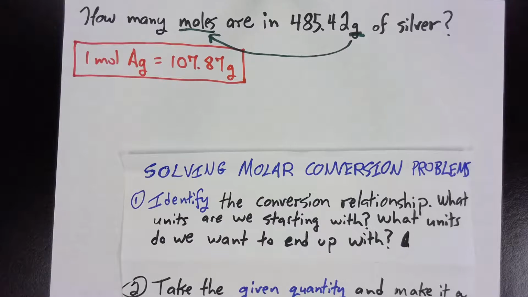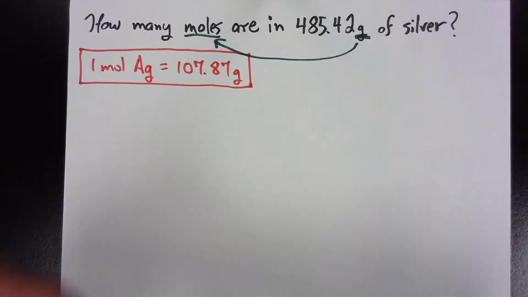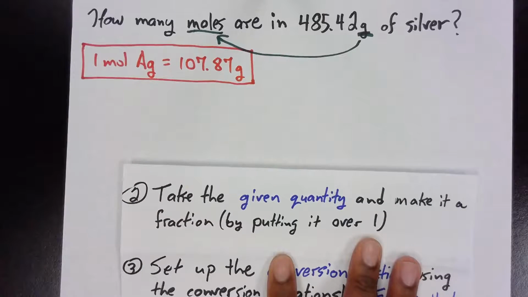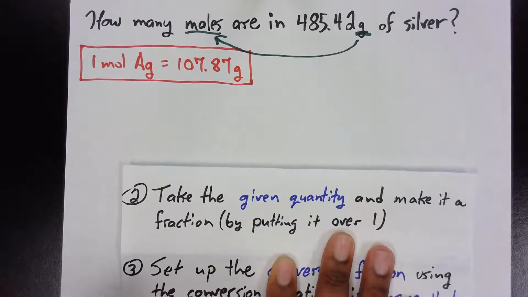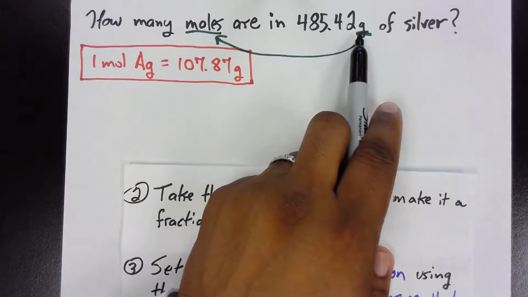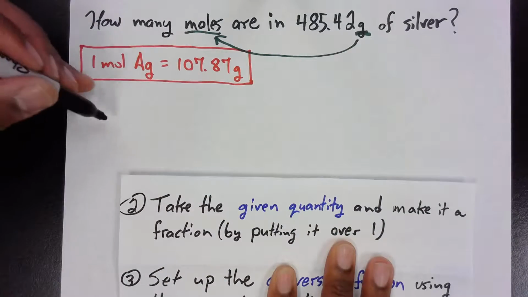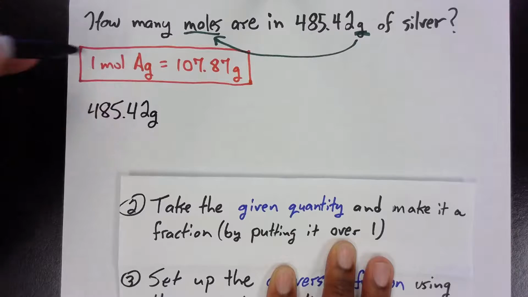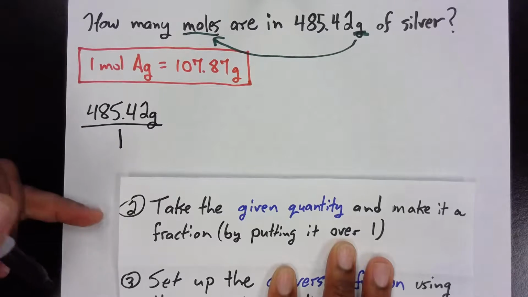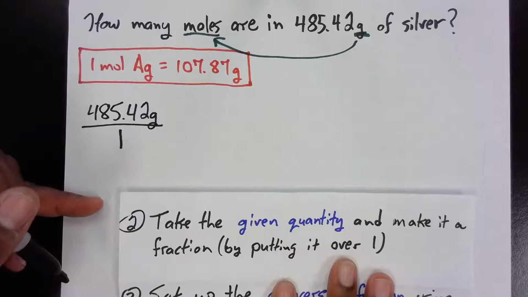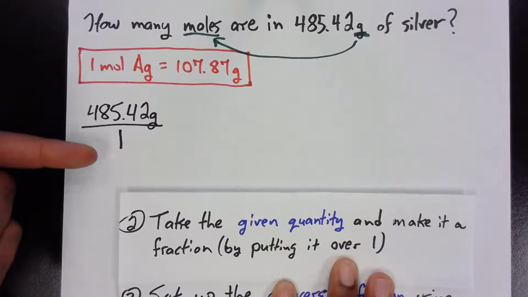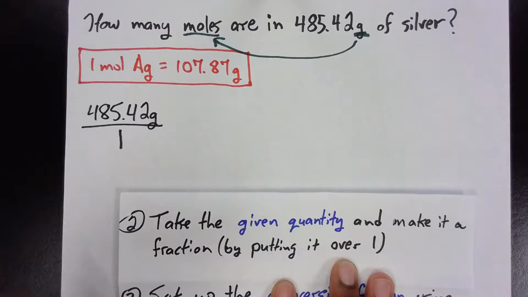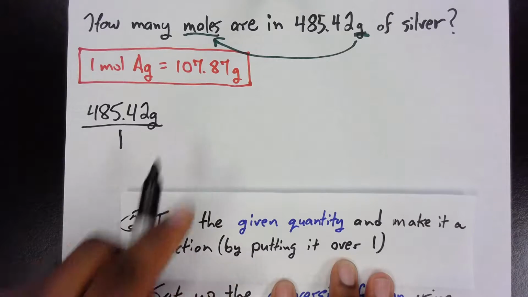After we do that, we want to set up the problem. To set it up, we need to take the given quantity and make it a fraction by putting it over 1. So if I'm given 485.42 grams, I'm going to take the given quantity, 485.42 grams, over 1, just to make it a fraction. That makes the problem easier to work out. It gives us a numerator and a denominator, and that's very important because the next step is going to be determined by the fact that this gram is up top in the numerator.